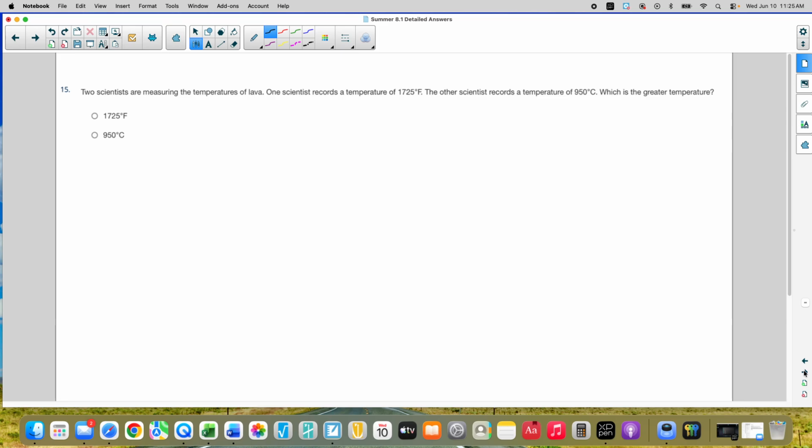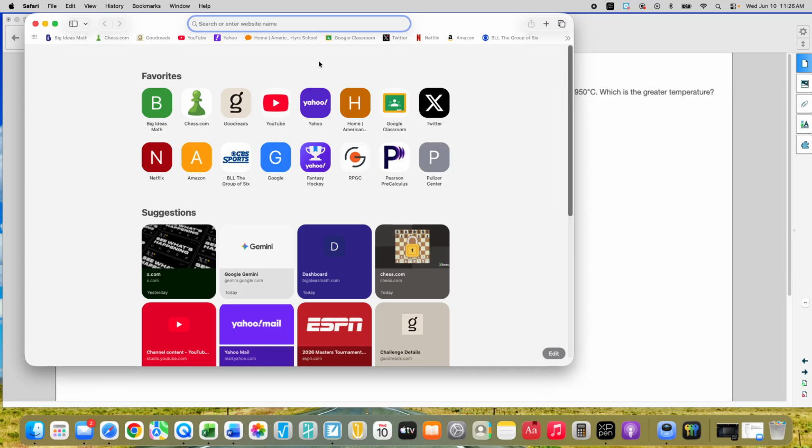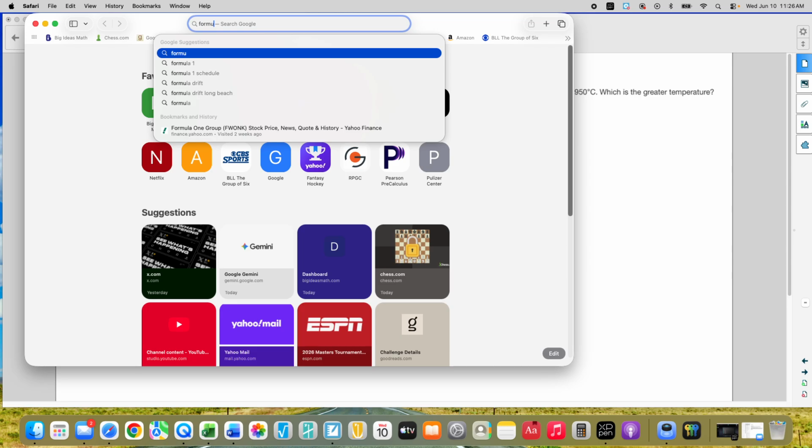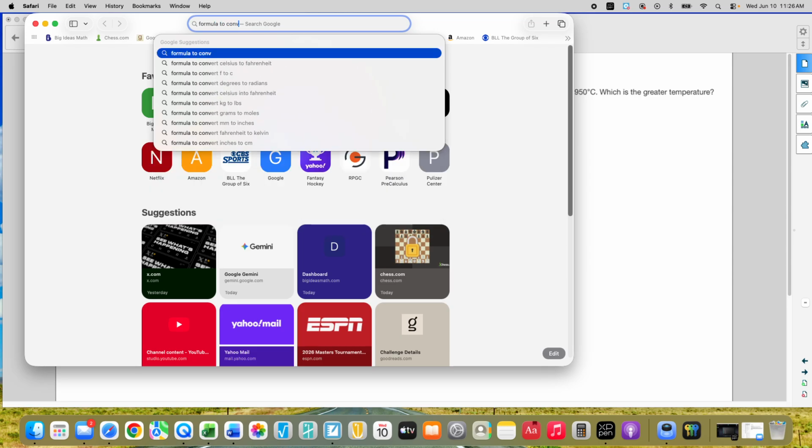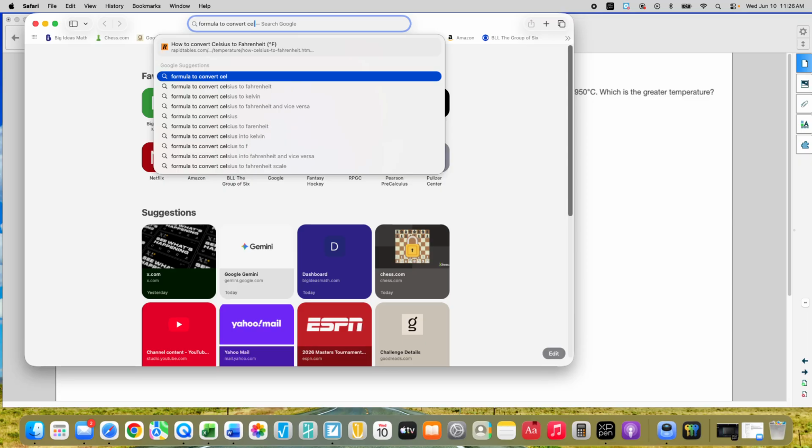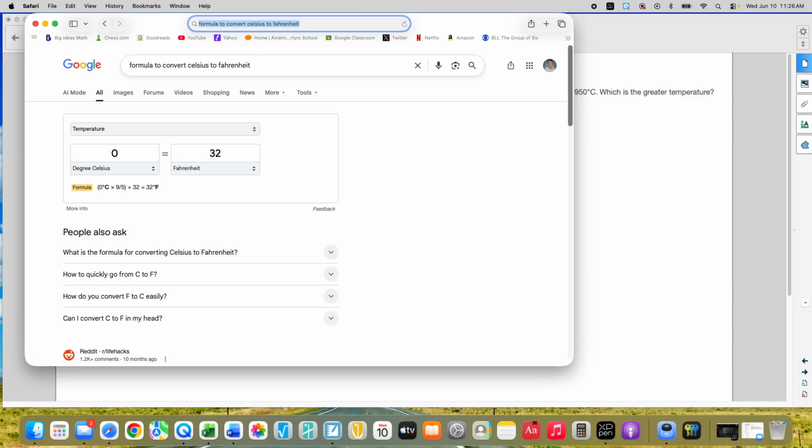Two scientists are measuring the temperature of lava. One scientist records a temperature of 1,725 degrees Fahrenheit. The other scientist records a temperature of 950 degrees Celsius. Which is the greatest temperature? So we're going to need to know that formula that we saw. I think it was in 7. Well, we saw it in one of the situations. So let's find the formula to convert Celsius to Fahrenheit. And what is the formula?